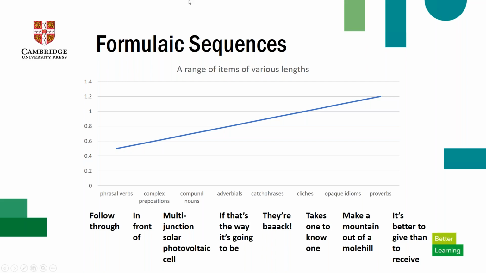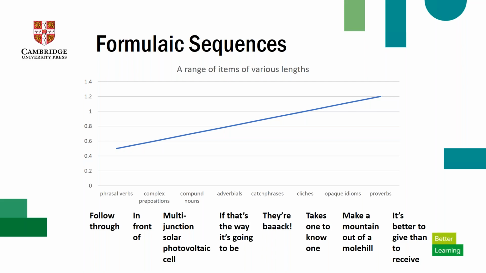And then you go on, a lot of adverbials, a lot of sentence adverbials are formulaic sequences. That is, they travel as a single unit, like if that's the way it's going to be. Or catchphrases. Those of you who have seen the movie Poltergeist may remember they're back. Well, that has achieved a cultural status here in the United States, so that now it's a kind of catchphrase, and it's known. It has a meaning beyond the simple meaning of those two words. It has a meaning of its own.